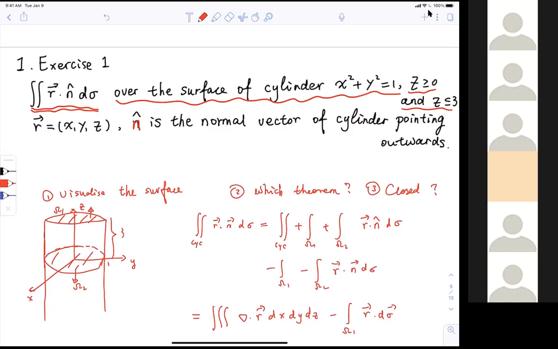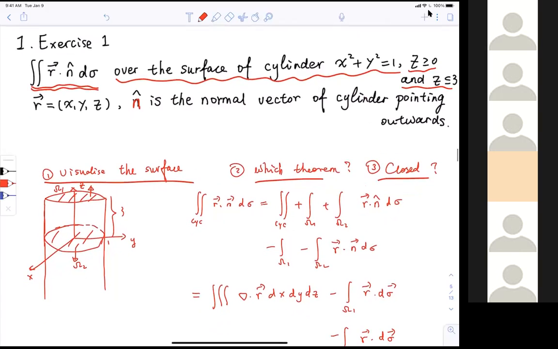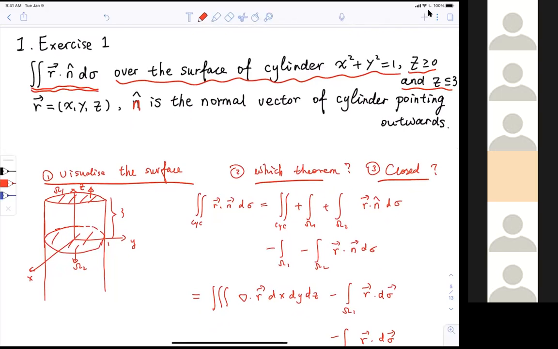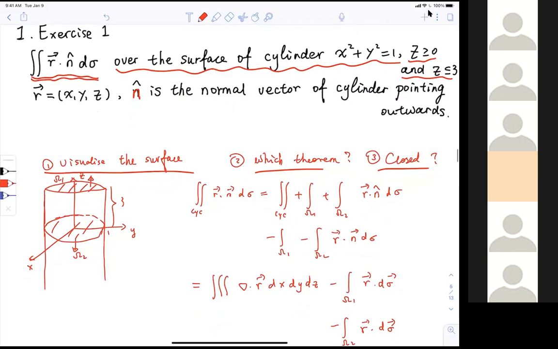So here I wrote down some steps you can follow. Basically, first, for this kind of problem, usually you need to visualize the problem, like visualize the surface. In this case, it's a cylinder, quite easy. So x squared plus y squared equal to 1 is a cylinder with radius 1, and z is from 0 to 3, so the height is 3, like this, right?